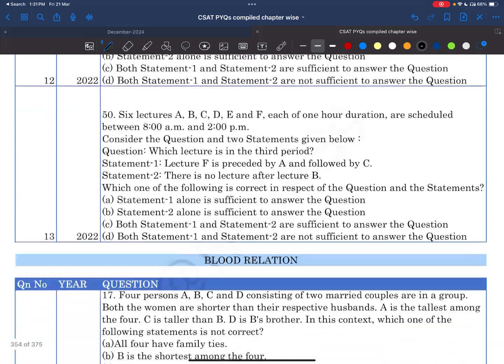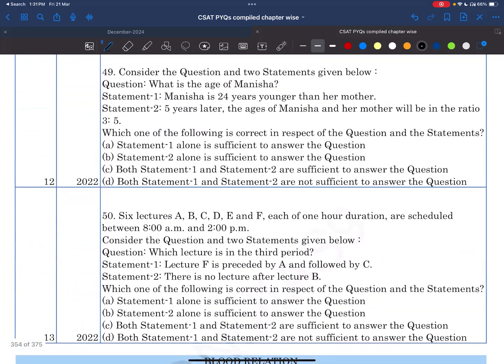Let's go to the 12th question. There are only 2 questions left. We'll complete this. The sections will be done. Now, consider the question and 2 statements given below. Question: what is the age of Manisha? Manisha is 24 years younger than her mother. That means mother is equal to 24 plus Manisha, right?